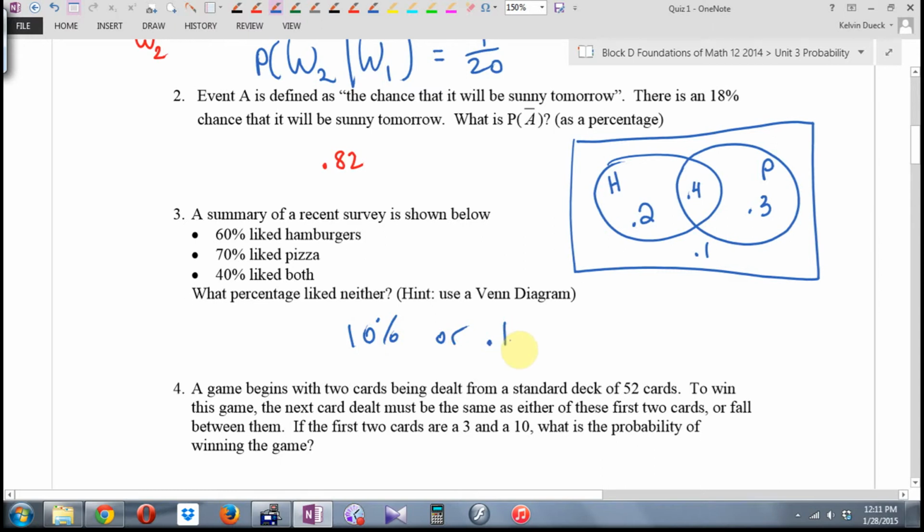I actually said what percentage like neither, so I guess that implies do this as a percentage. Is that okay? By the way, I like all of these questions. I'm going to use this in all your quizzes to make up your tests, although I'll have to convert a few of them to multiple choice as well.